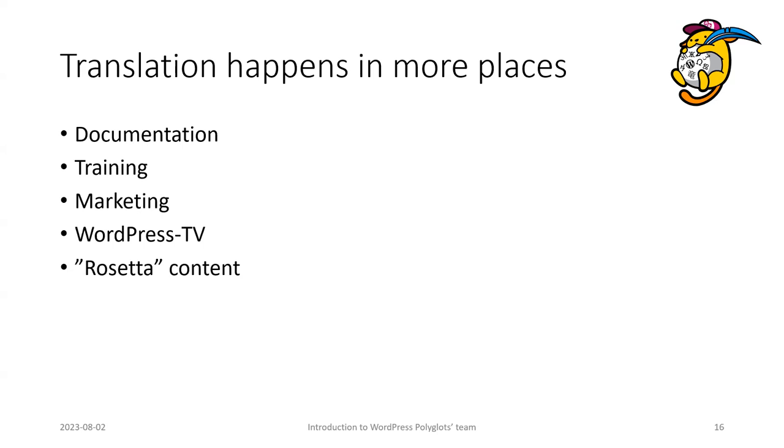The marketing team also looks into content in various languages. And WordPress TV, of course, has content in different languages, and they do subtitling so that even if content is in a language you don't know, you could still watch it and understand what is said. Rosetta content is about the content that various language teams can put directly in their news section or in their handbook section on their team's site. And that is something that happens locally for each local team.